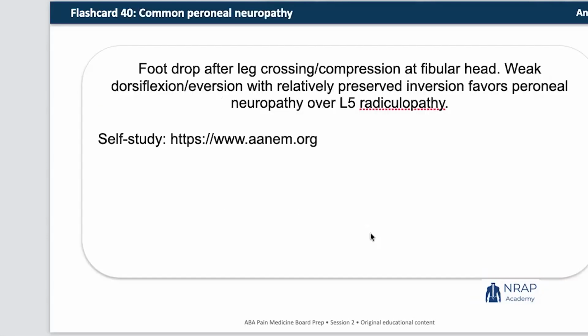And lastly, common peroneal neuropathy: foot drop after leg crossing, compression of the fibular head, weak dorsiflexion, eversion, relatively preserved inversion favors peroneal neuropathy over L5 radiculopathy. And just to note, this is why we don't do the inferior lateral genicular nerve ablation, right? To avoid that peroneal nerve. Yes.